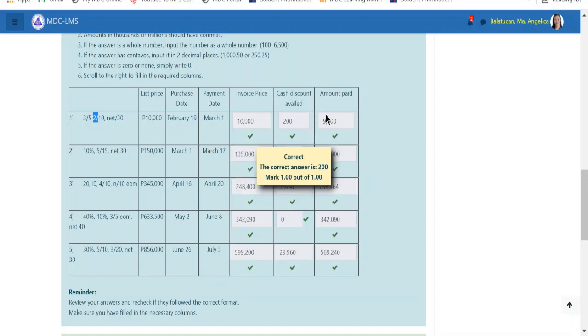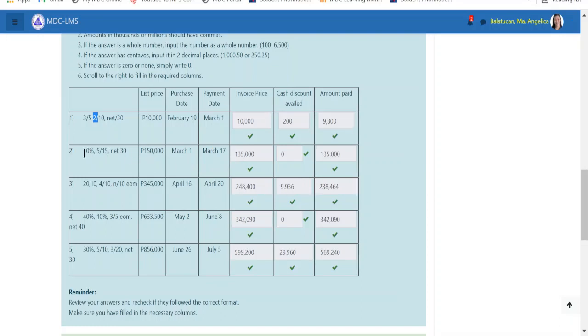So since the discount availed is 200, how much is left? We will deduct the cash discount availed to get the amount paid. And the amount paid is 9,800.